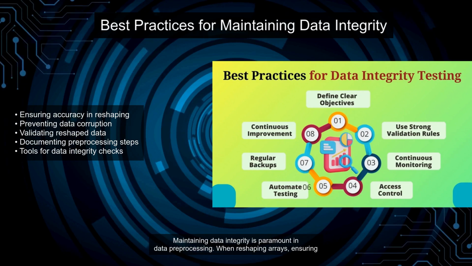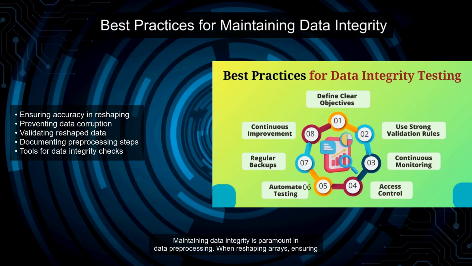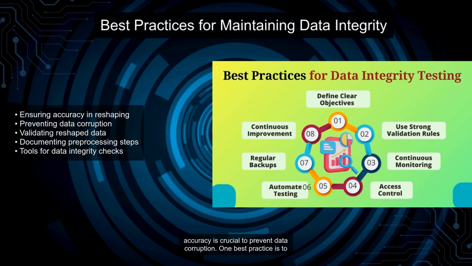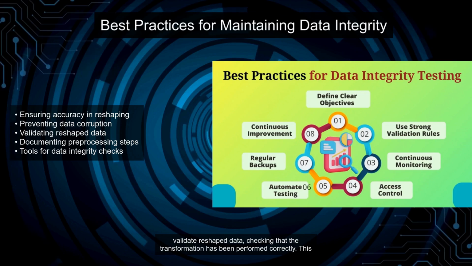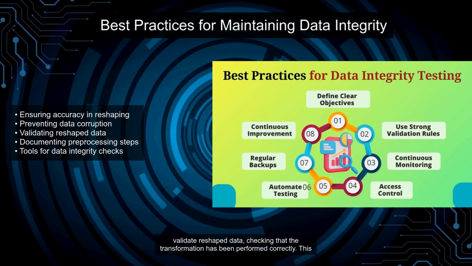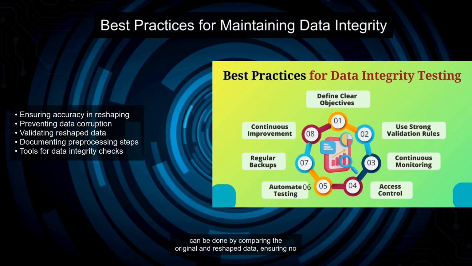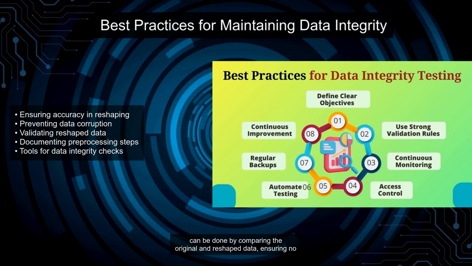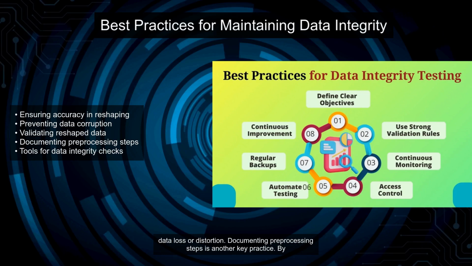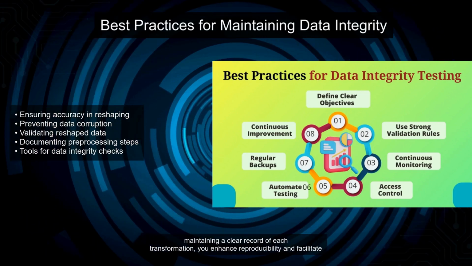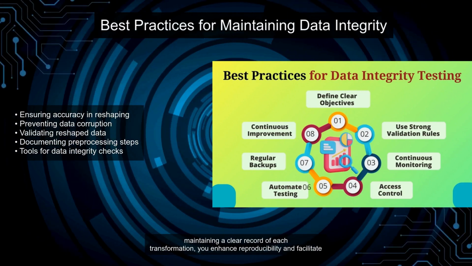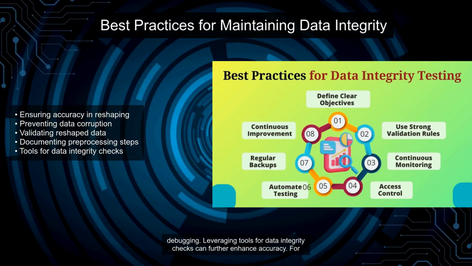Maintaining data integrity is paramount in data preprocessing. When reshaping arrays, ensuring accuracy is crucial to prevent data corruption. One best practice is to validate reshaped data, checking that the transformation has been performed correctly. This can be done by comparing the original and reshaped data, ensuring no data loss or distortion. Documenting preprocessing steps is another key practice. By maintaining a clear record of each transformation, you enhance reproducibility and facilitate debugging.